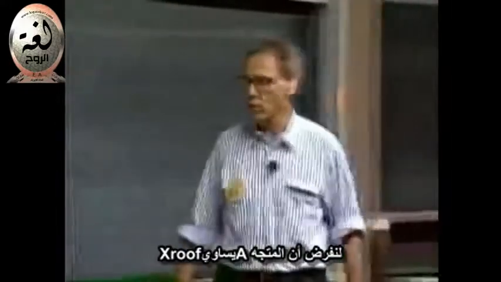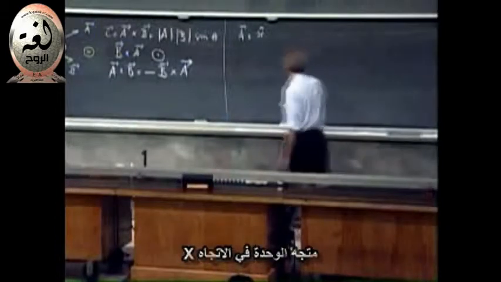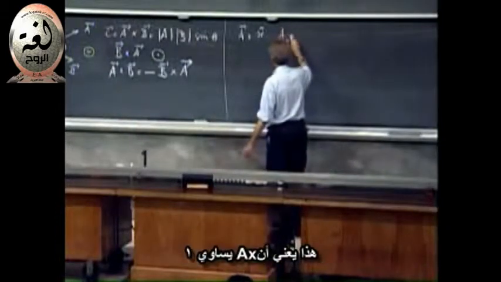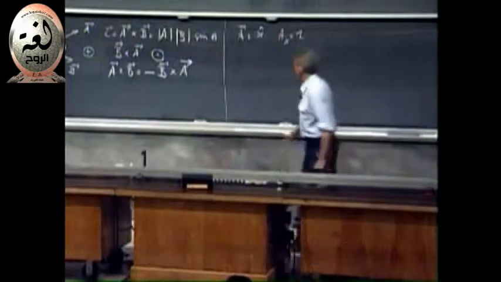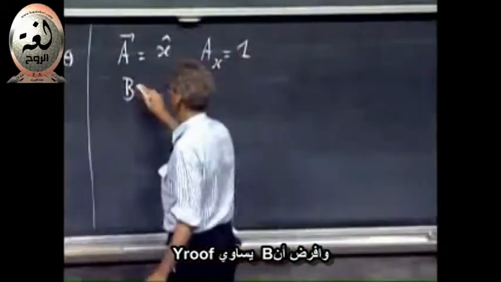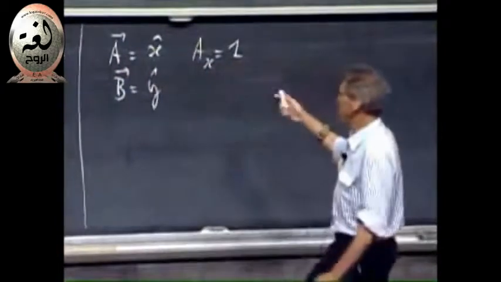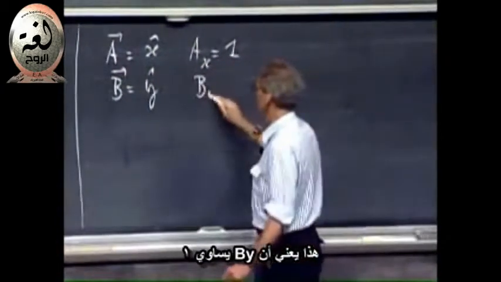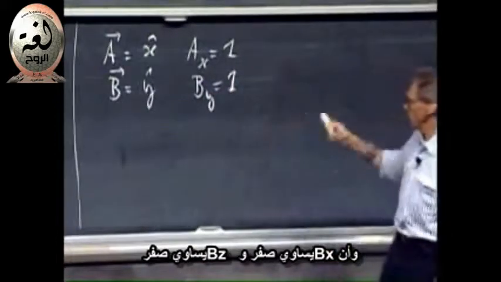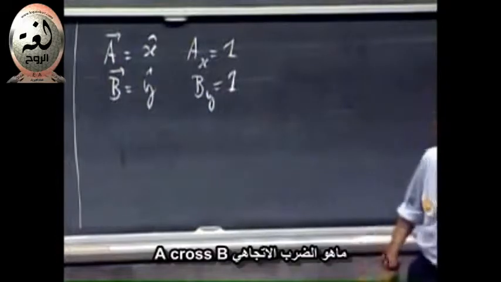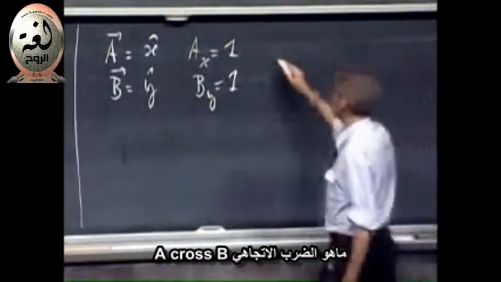is x roof. It's a unit vector in the x direction. That means A of x is 1, and A of y is 0, and A of z is 0. And suppose B is y roof. That means B of y is 1, and B of x is 0, and B of z is 0. What now is the dot product, the cross product A cross B?